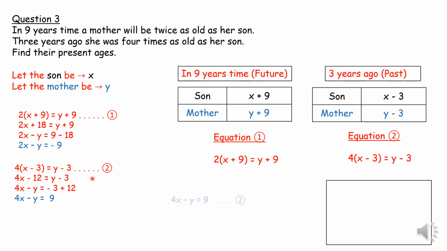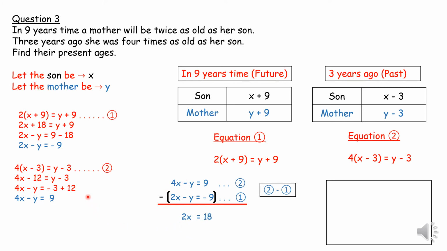Right, so bringing equation 2 and equation 1, I can actually eliminate by subtracting equation 1 from 2, because I can eliminate the y's. When the signs are the same, you subtract. Draw yourselves a nice line, eliminate the y's. That gives you 2x is equal to 18. Remember, 9 minus negative 9 is the same as 9 plus 9, which is 18. And half of 18 is 9.